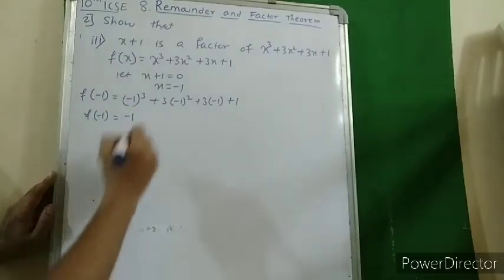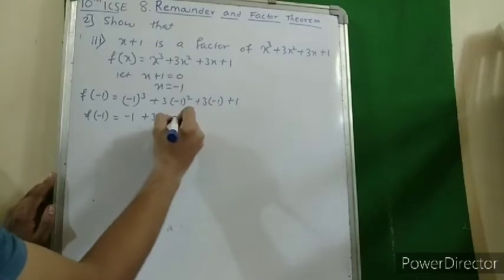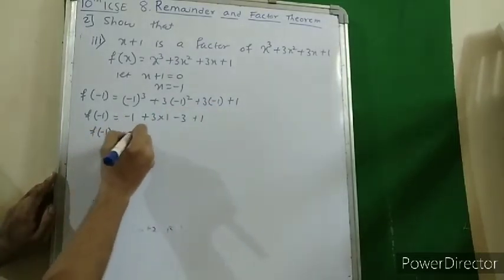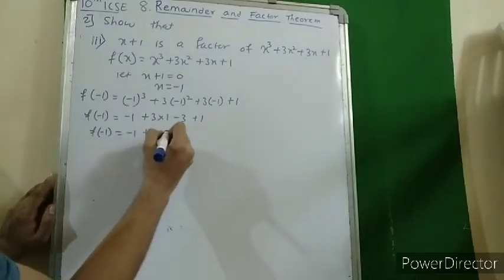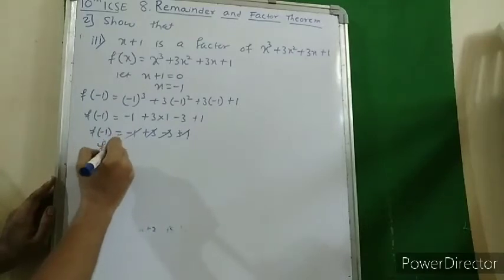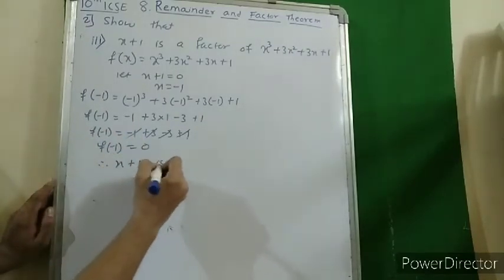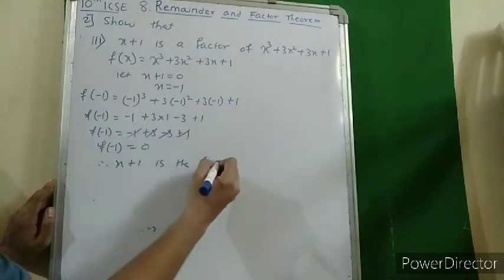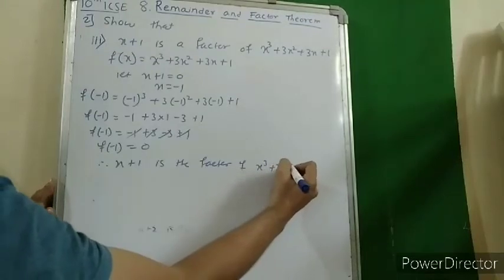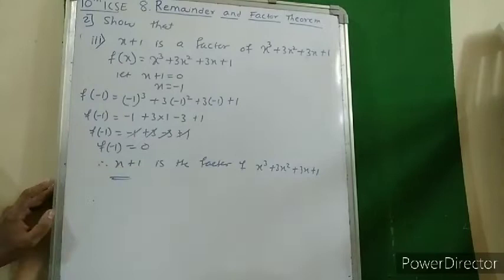Minus 1 cubed is minus 1, plus 3 into minus 1 squared, which is 1. 3 ones are 3, plus 1. So it is minus 1 plus 3 minus 3 plus 1. Minus 3 and plus 3 cancel, plus 1 and minus 1 cancel. Very easy. So it is 0. Therefore I can say that x plus 1 is a factor of x cubed plus 3x squared plus 3x plus 1.